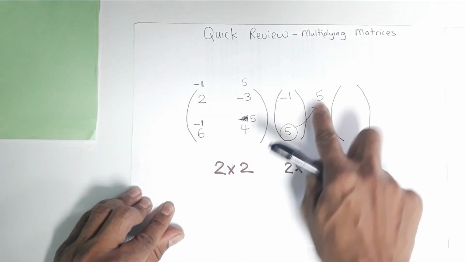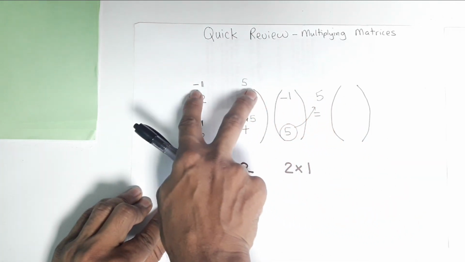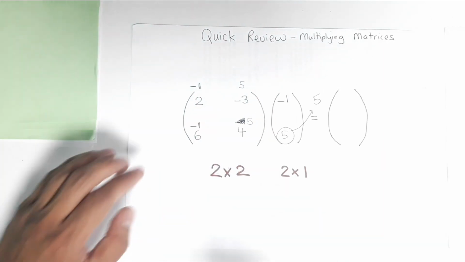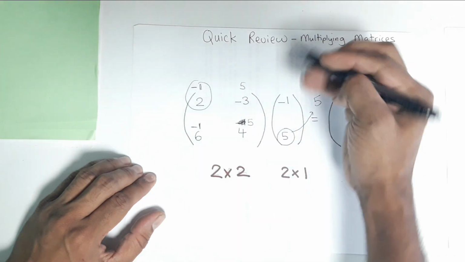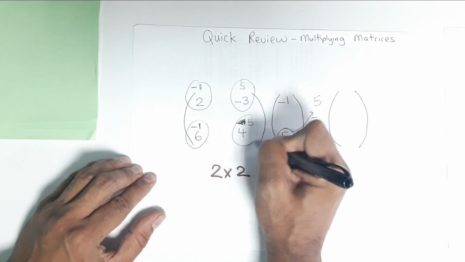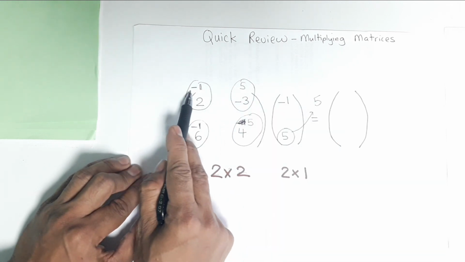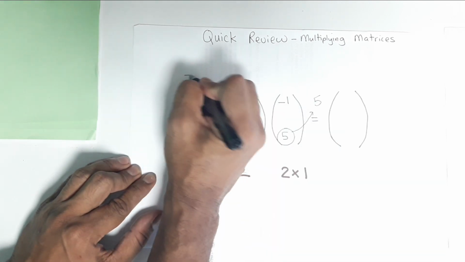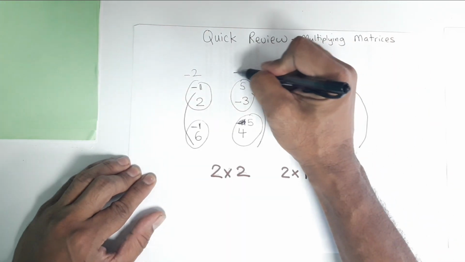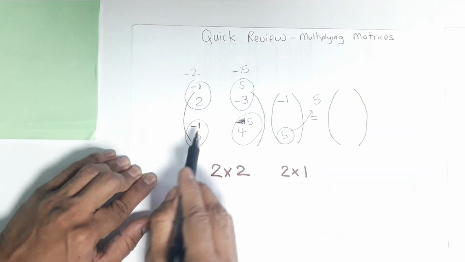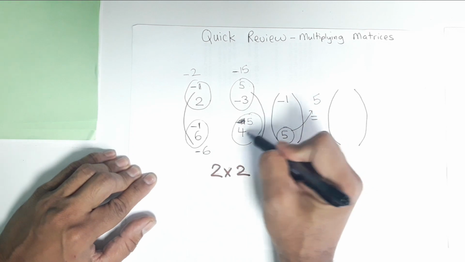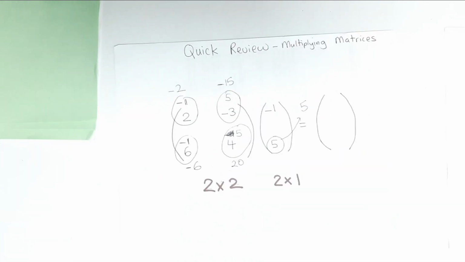So the 5 swings up to the top, these two walk across, and the same two numbers we photocopy underneath. Now here's what we're going to do. Circle each pair of numbers, and we multiply each pair. Minus 1 multiplied by 2 is minus 2. 5 multiplied by minus 3 is minus 15. Minus 1 by 6 is minus 6, and 5 by 4 is 20.